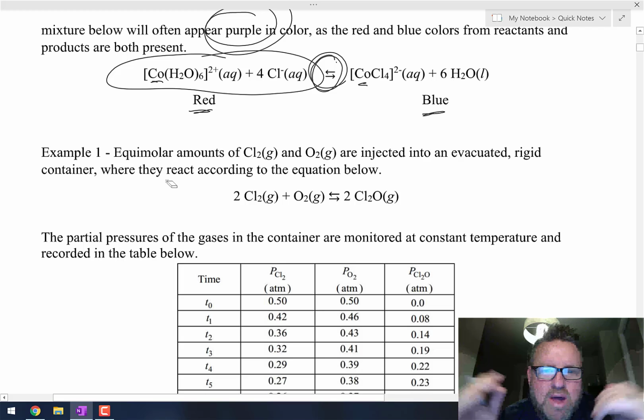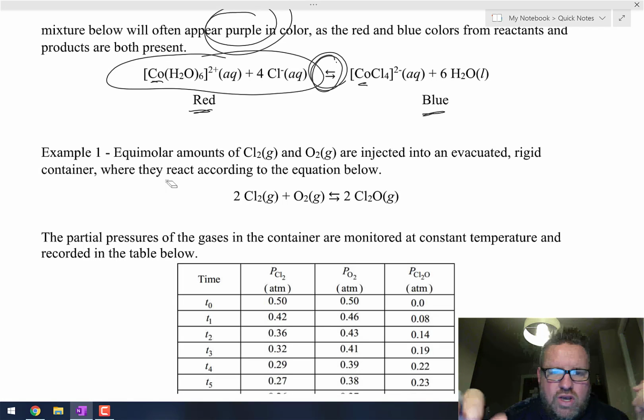So you've got an equal amount of chlorine and oxygen injected into an evacuated rigid container. They react according to the equation below.